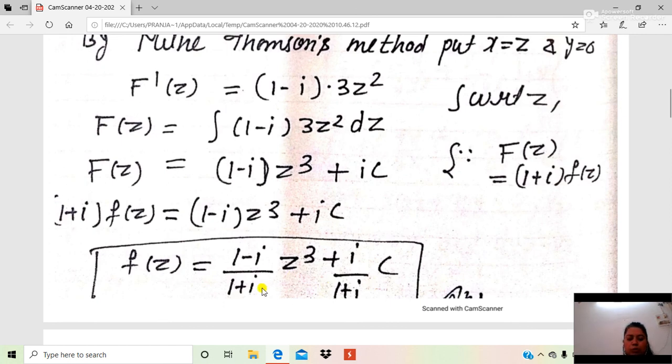So we have solved two questions. Next we will solve some more questions. Till then you have to practice all the questions.